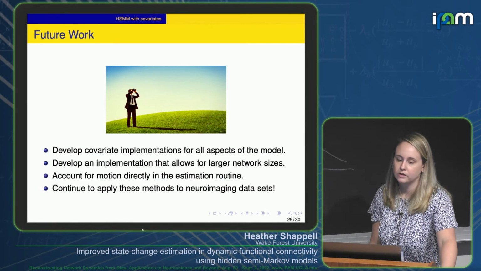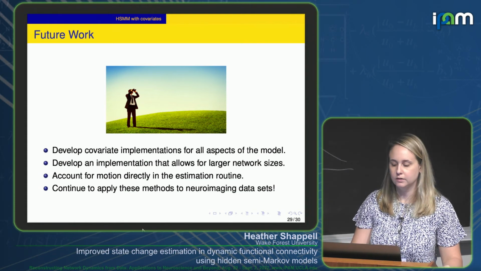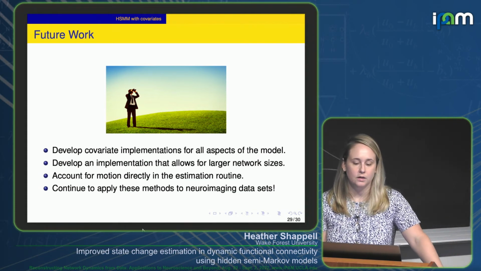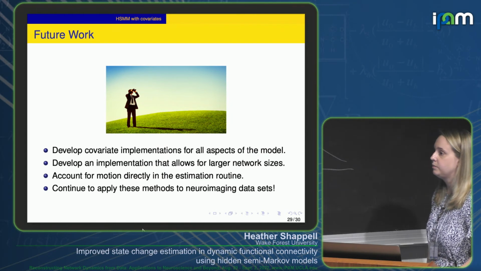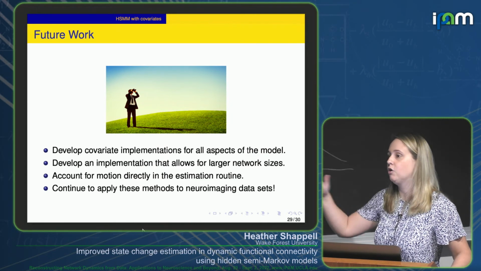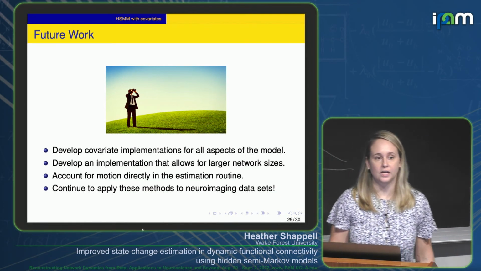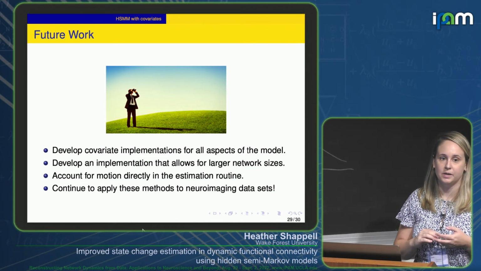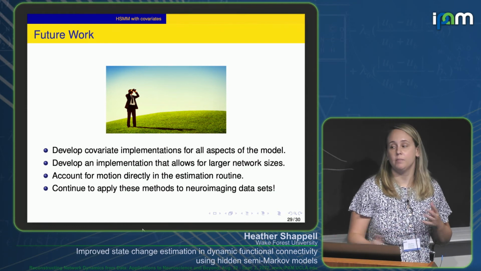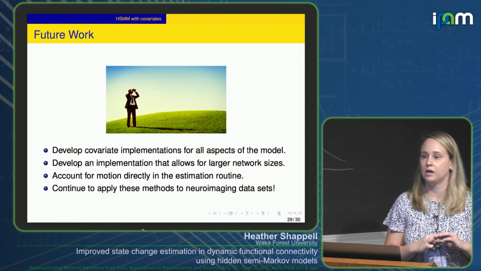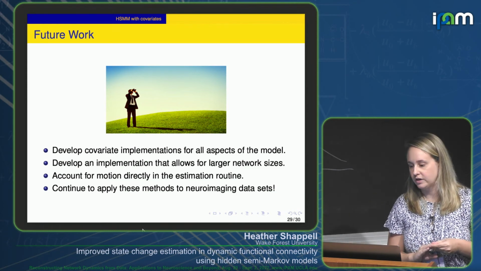So future work will focus on developing covariate implementations for all aspects of the model, not just the Sojourn distribution. Also, developing an implementation that allows for larger network sizes. Right now, we're limited because, depending on your sample size, you're estimating a covariance matrix for each state. And if you have a ton of regions that you're looking at, that gets to be a lot of parameters to estimate. So we're currently working on adding a penalty term into the hidden semi-Markov model, where we can shrink some of those estimates to 0 and help with estimating the larger network sizes.